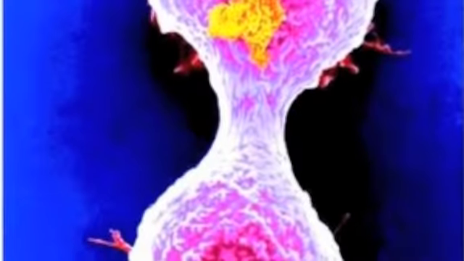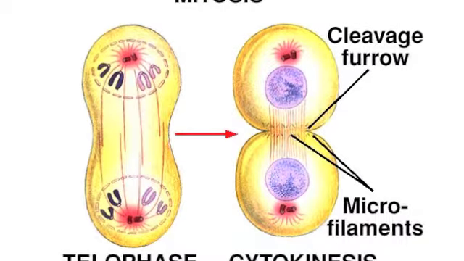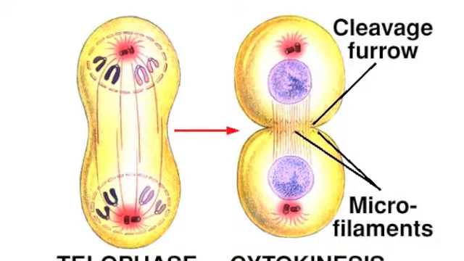Cytokinesis is the last and final step of cell division. This is where one cell then becomes 2. Think of it as identical twins. The egg splits into 2 parts to make the twins look the same.